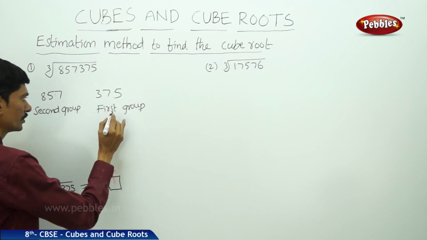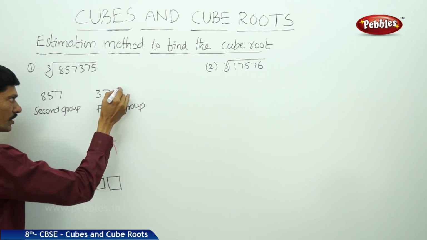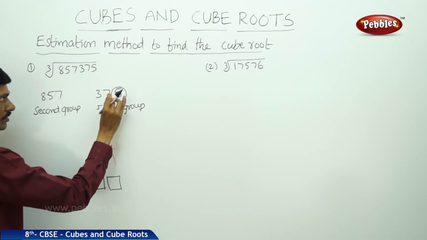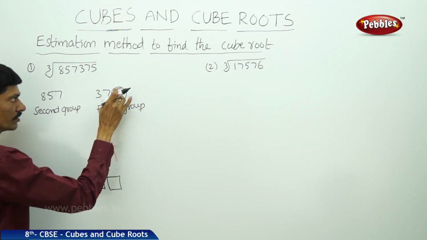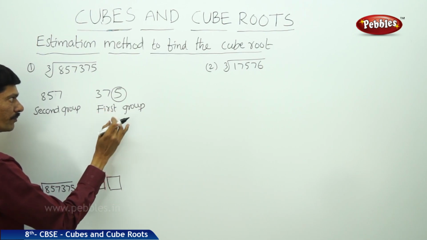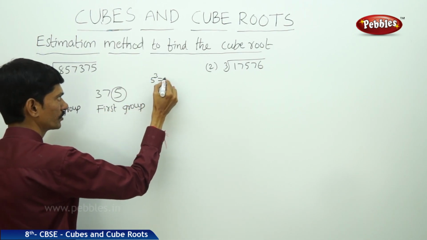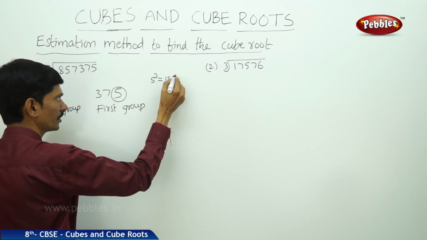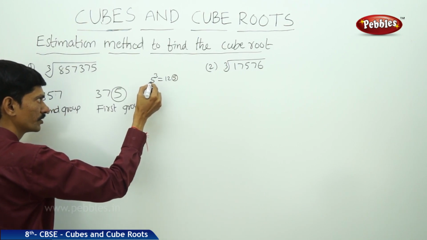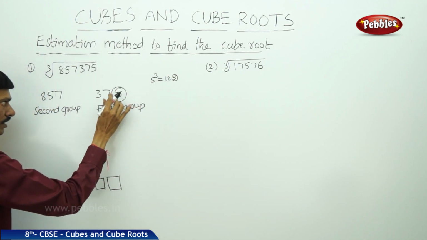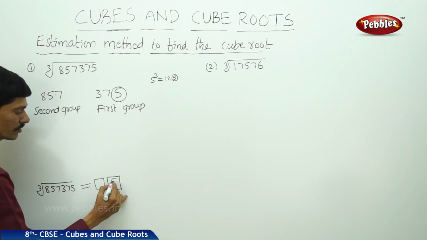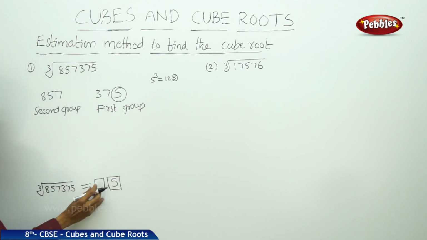Now consider the first group. What is the units place of the first group? It is 5. So if the units place of the perfect cube is 5, then the units place of its cube root is also 5, because 5 cube equals 125. So this is the units place of the required cube root of the given number, 5. Next we have to find the tens place now.